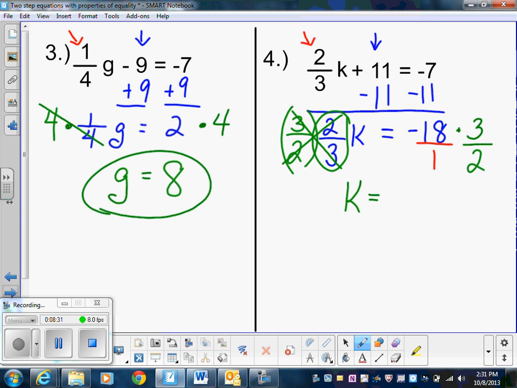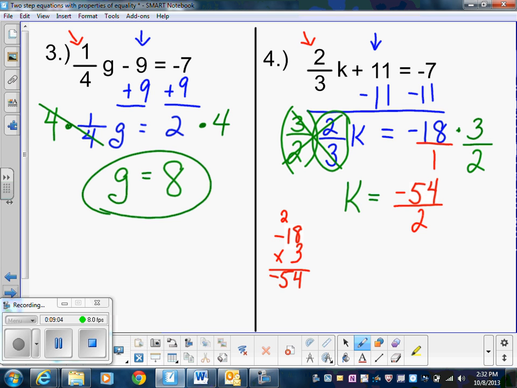Now we can multiply. We go straight across. -18 times 3, and if you need to, let's practice our multiplication skills right here on the side. 3 times 8 will give us our 24, and 3 times 1 will give us 3, plus the 2 we carried over, or 5. A negative multiplied by a positive will leave us with a negative answer. So the numerator is 54, and our denominator, 1 multiplied by 2, will give us a product of 2.